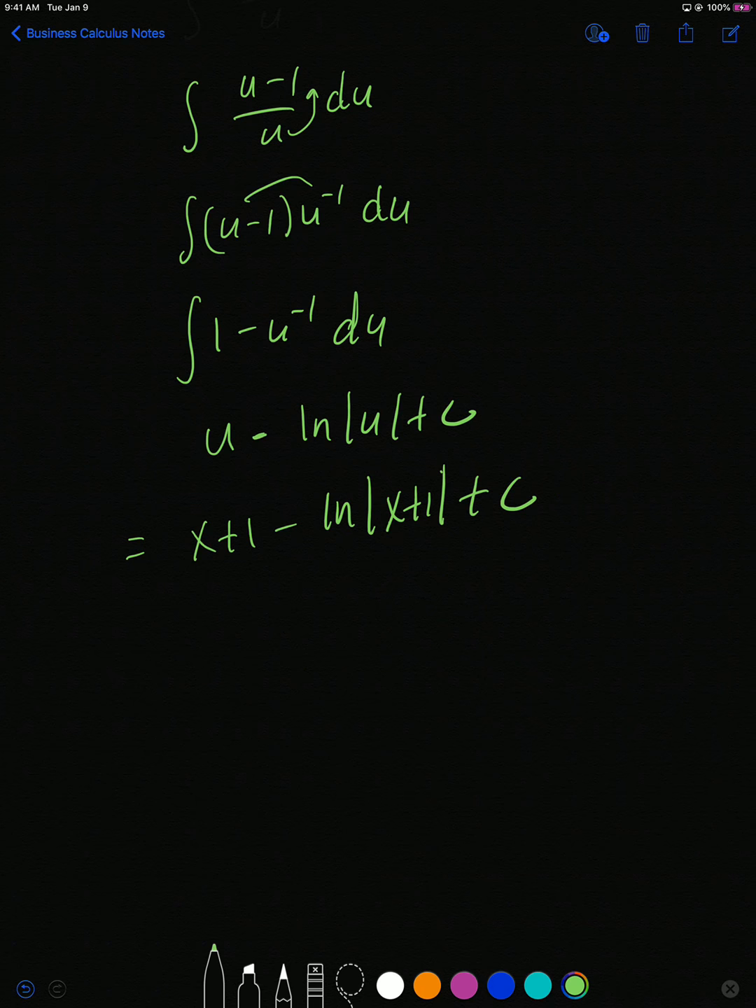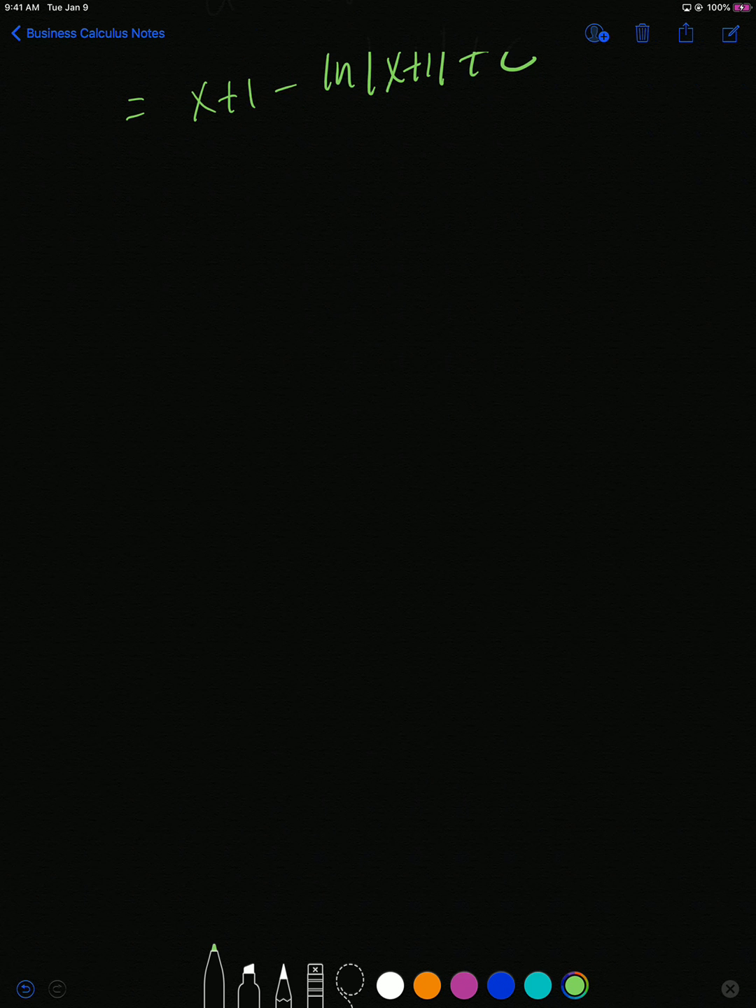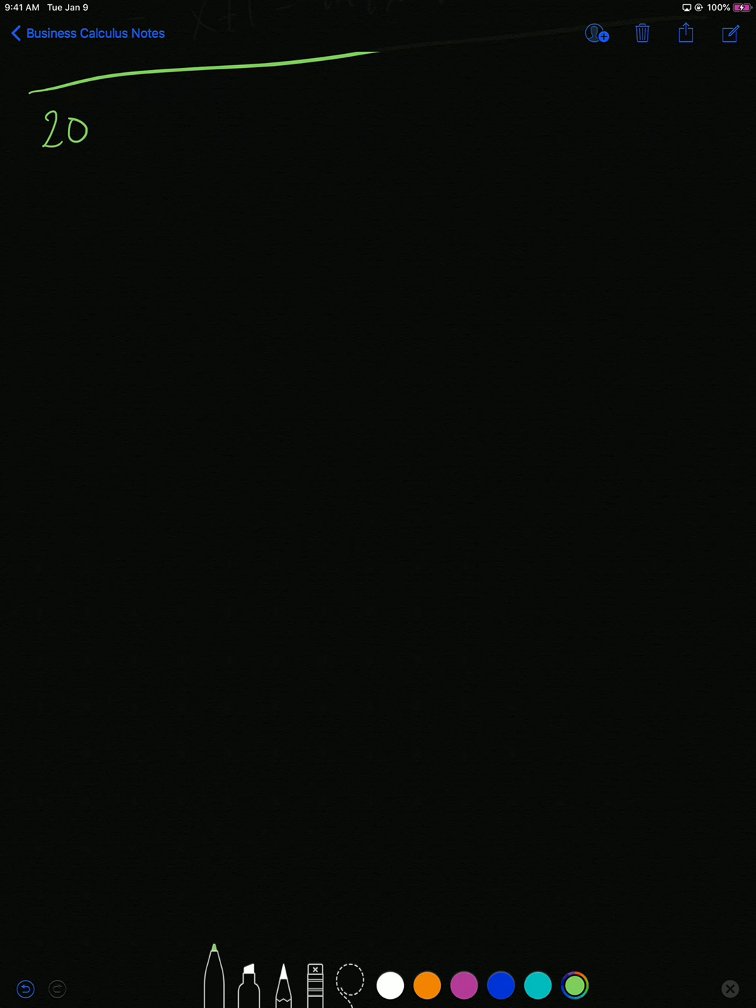Moving into definite integration, it's definitely an integral. The thing you have to remember about your definite integrals is that your answers are always numbers. So for number 20, I am integrating from 2 to 10 of 5 dx. These two numbers are called your limits of integration.